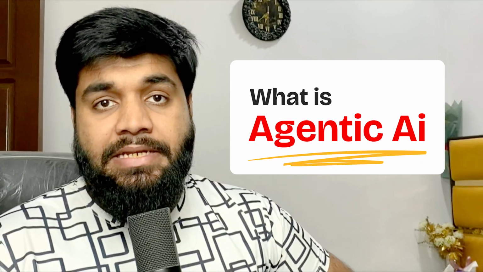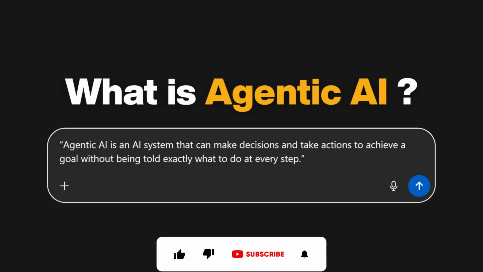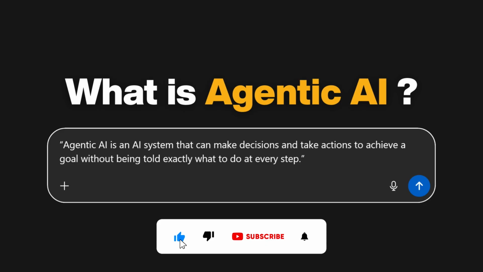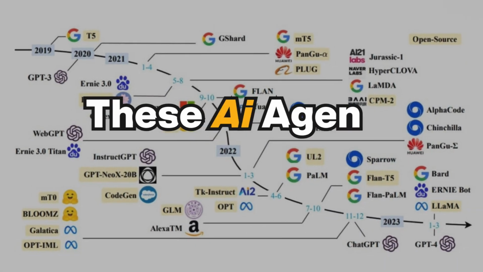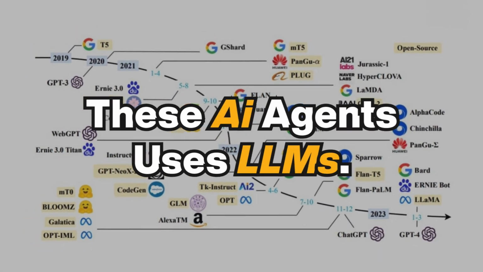What is agentic AI? Let's start with its definition. Agentic AI is an AI system that can make decisions and take actions on its own to achieve a goal without being told exactly what to do at every step. Before going into detail, let me tell you one thing: these AI agents use large language models. So the question is, what is the difference between an AI agent and a large language model?